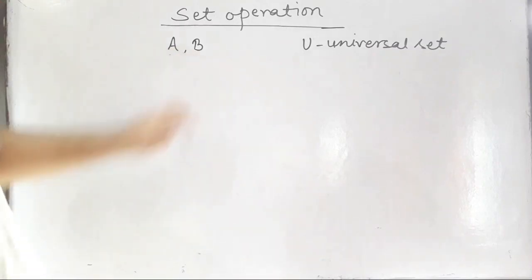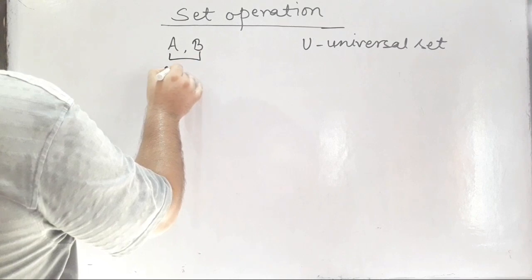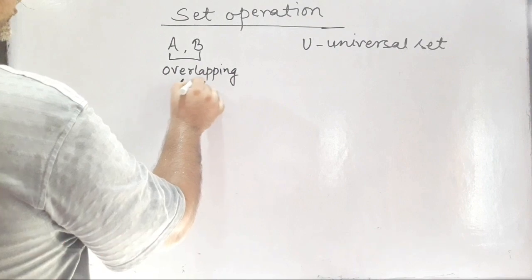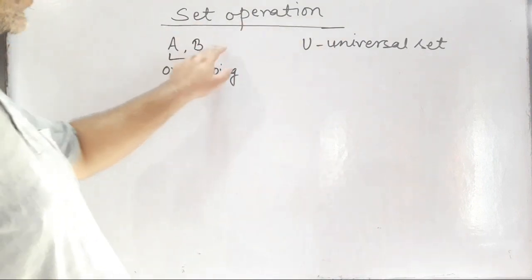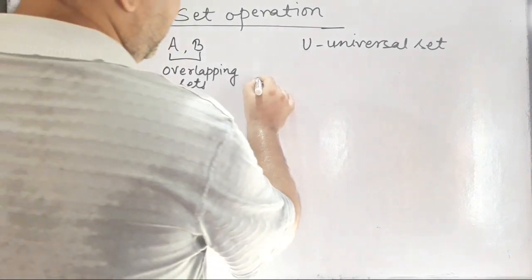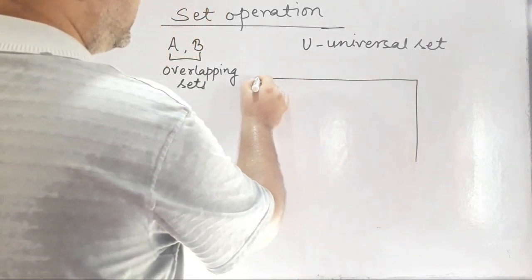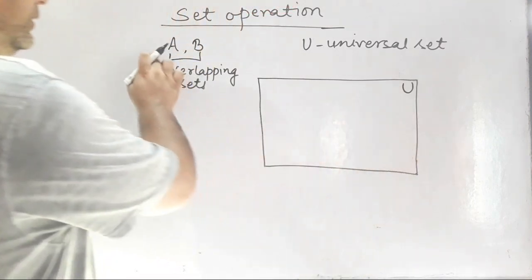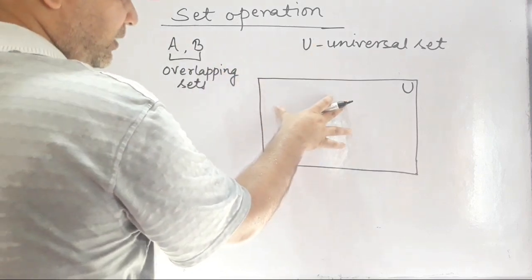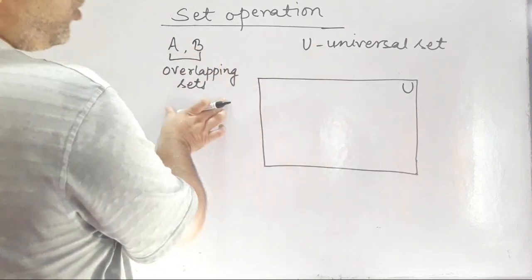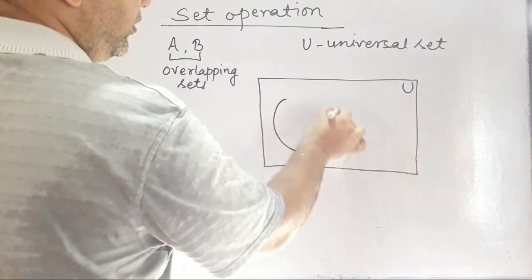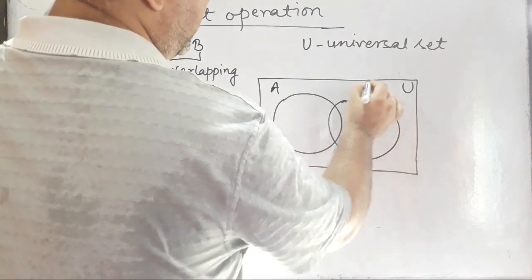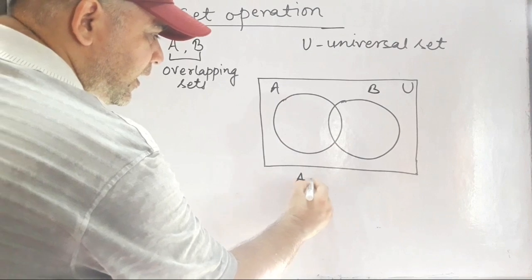The next case: if A and B are overlapping sets, they are overlapped, and U is a universal set, and A and B are subsets of the universal set U, then how shall we make the Venn diagram? Let's see here. Universal set. Since A and B are subsets, we should write them inside the universal set U, and they are overlapped. That means they should intersect with each other. Set A and set B. So this is A intersection B.